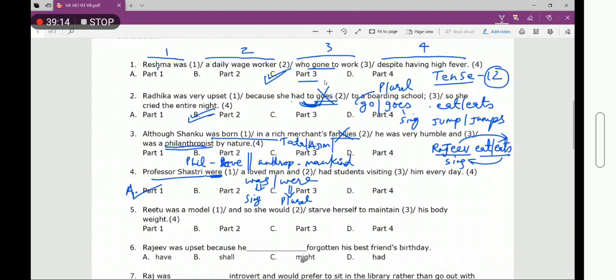Ritu was a model and so she would starve herself to maintain his body weight. His, I mean, you're saying Ritu, right? And you're saying she, meaning this is a girl, herself. So why would you have his here? His is for a man, right? So his is not used for women, correct? So this is wrong. Which part is this? It is the fourth part. Fourth has the error.